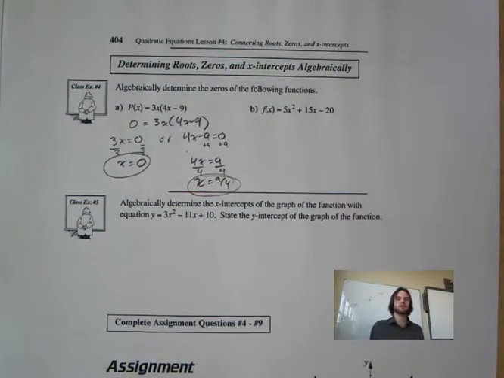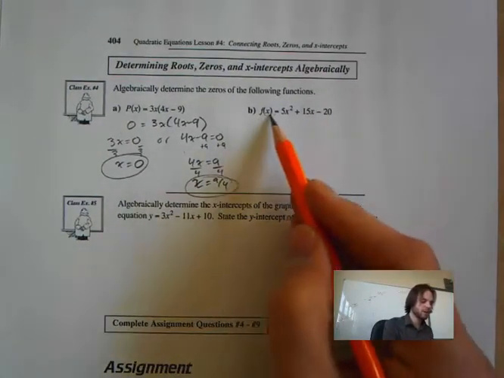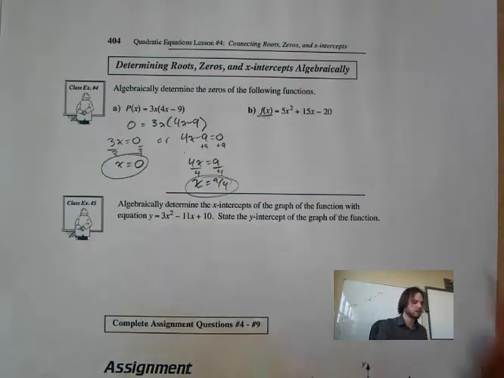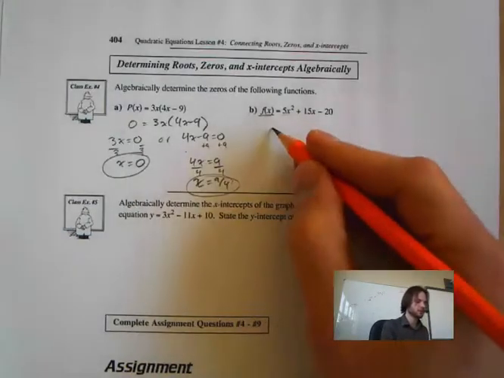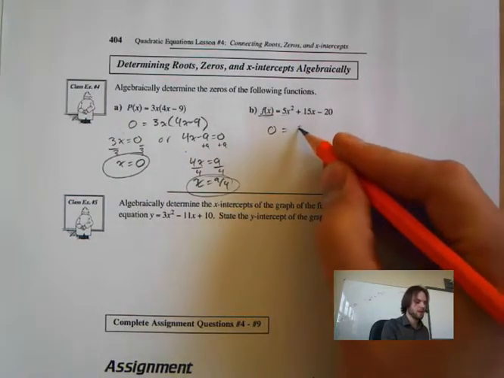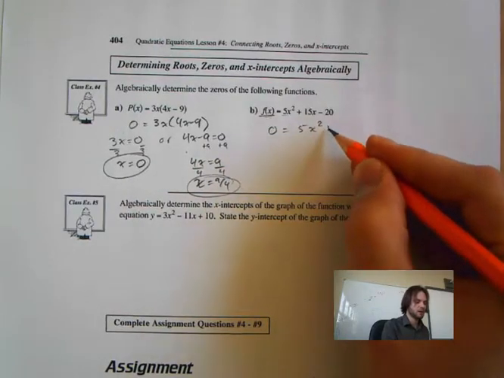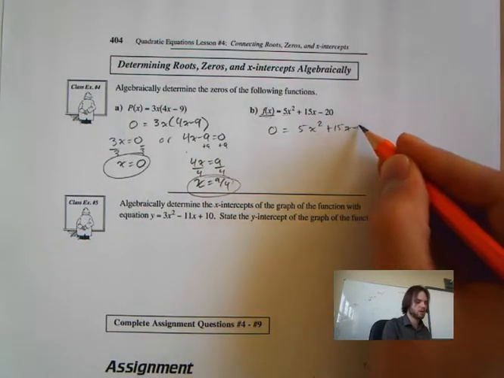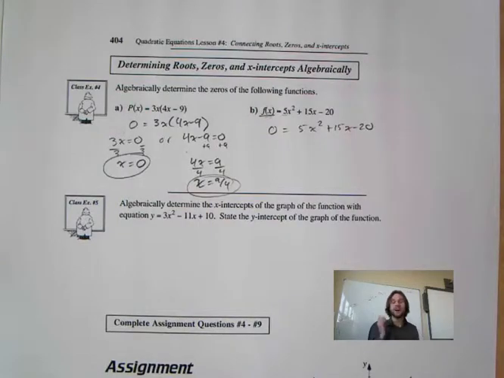Let's take a look at the next one here. I want to find the zeros. Okay, so I'm going to have to make this equal to 0. So 0 is equal to 5x squared plus 15x minus 20. Now, I'm going to have to factor this to do that.